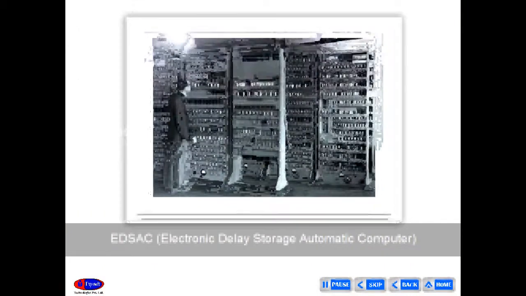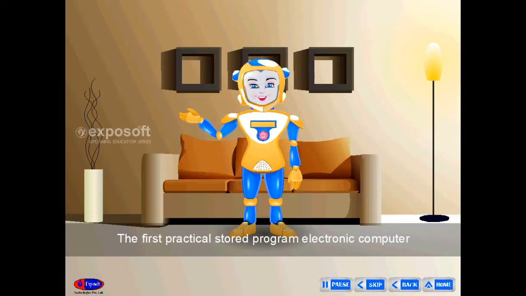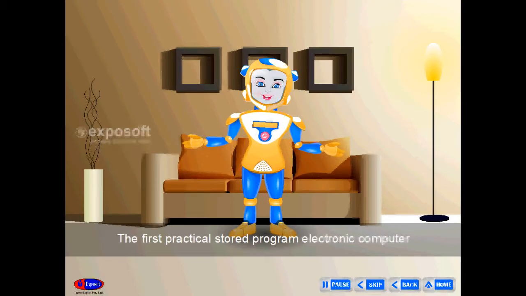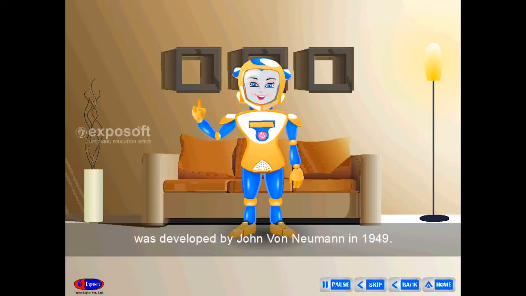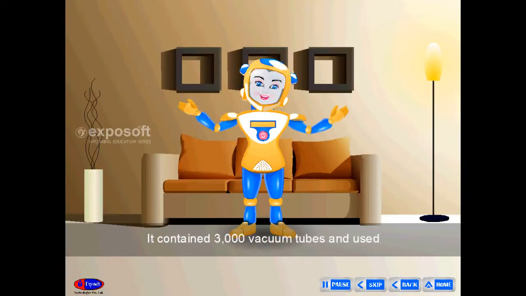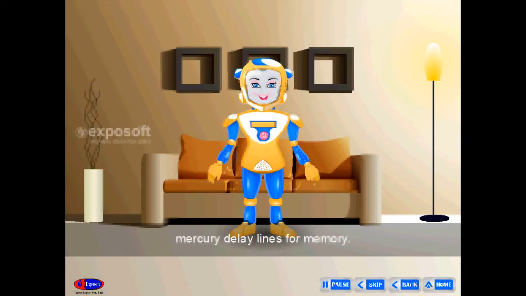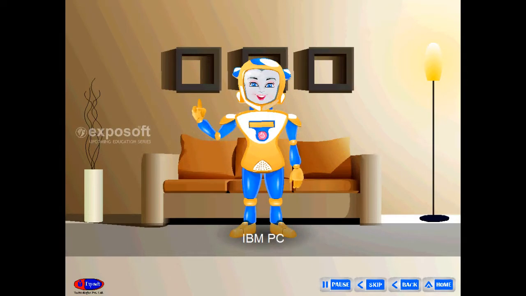EDSAC, Electronic Delay Storage Automatic Computer. The first practical stored program electronic computer was developed by John von Neumann in 1949. It contained 3,000 vacuum tubes and used mercury delay lines for memory.